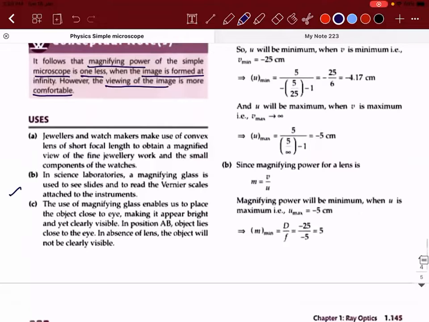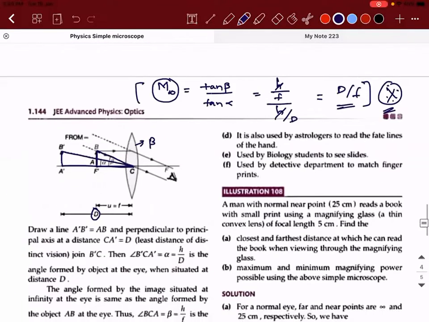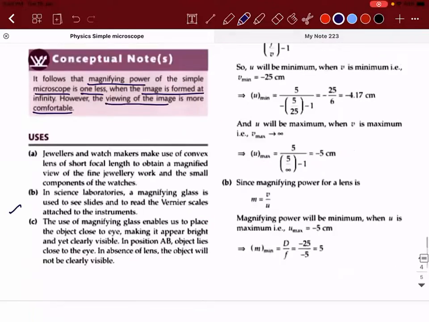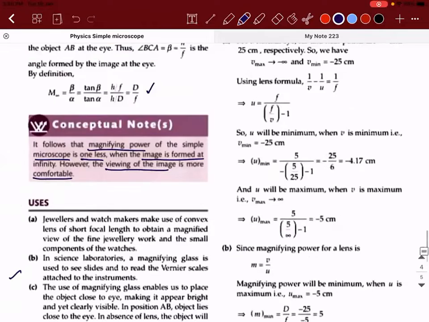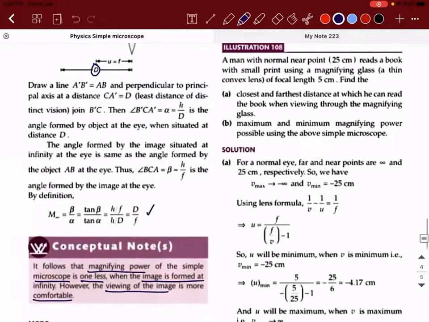Okay. So these things, you can read on your own. Who uses all these glasses, right? So shall we try this problem? There is a man with a normal near point. What is the normal near point? It is 25 centimeter. Near point means least distance of distinct vision.